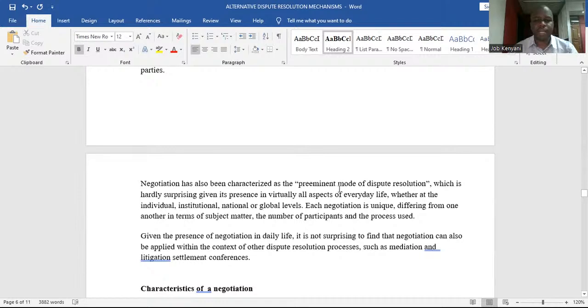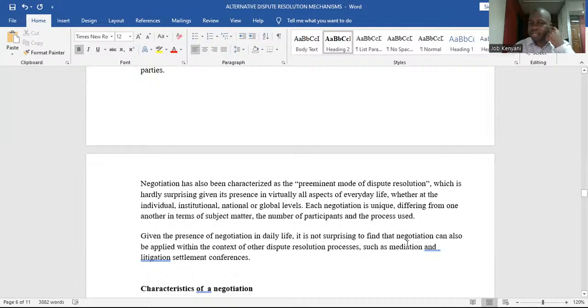It is characterized as the preeminent mode of dispute resolution, which is hardly surprising given its presence in virtually all aspects of everyday life, whether at the individual, institutional, national, or global levels. Each negotiation is unique, differing in terms of the subject matter, the number of participants, and the process used. These are processes we are likely to experience in our daily life, maybe at our workplace. You could have differences, and you can decide how to resolve them or negotiate and agree. It is present in our daily life.